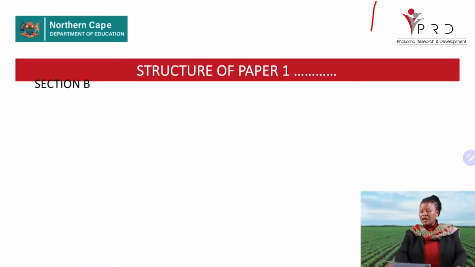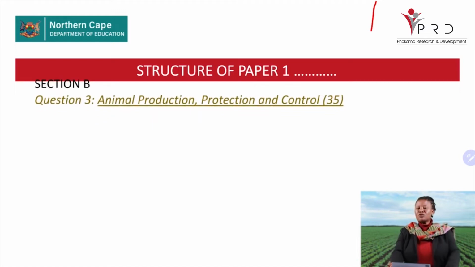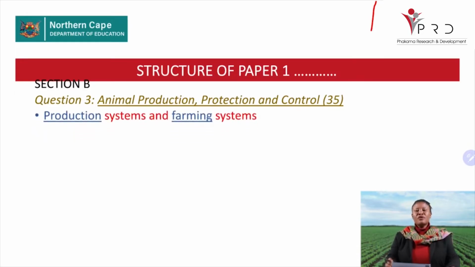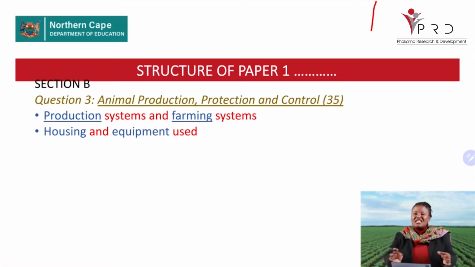Let's look at section B, but now we look at question 3. What does question 3 entail? Question 3 we are looking at animal production, animal protection, and animal control for 35 marks. Which content must you study as you are preparing for your exams? We look at production systems and farming systems, and you must differentiate between production systems and farming systems. We also look at housing and equipment used in this production system.